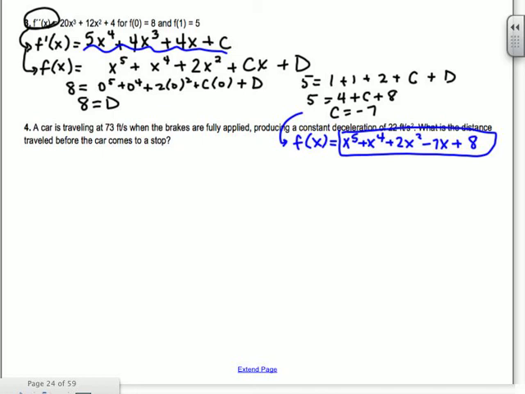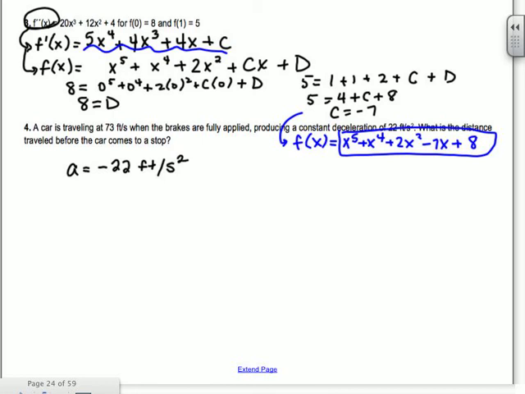All right, so A, a car is traveling at 73 feet per second when the brakes are fully applied, producing a constant deceleration of 22 feet per second squared. So that's your deceleration. So A, it's negative. What is the distance traveled before the car comes to a stop? Okay, this is a tricky one.